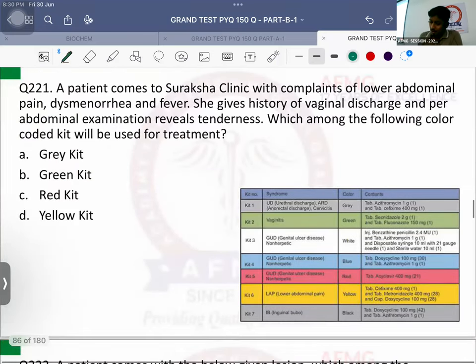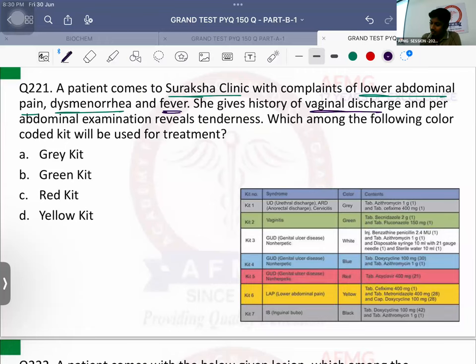Angioedema, side effect of which drug? ACE inhibitors. A patient comes to a Suraksha clinic with complaints of lower abdominal pain, dysmenorrhea, that is painful menses, and there is fever. She gives a history of vaginal discharge and per abdominal examination reveals tenderness. Which of the following color-coded kits will be used for treatment? So now, important is she is having lower abdominal pain. Okay, that is a feature of pelvic inflammatory disease. Second, she is having vaginal discharge. That is suggestive of vaginitis.